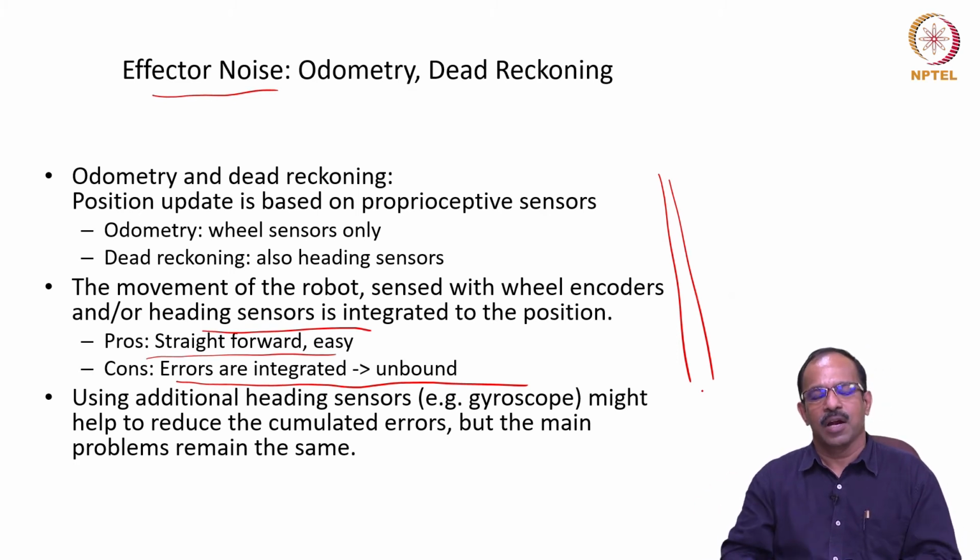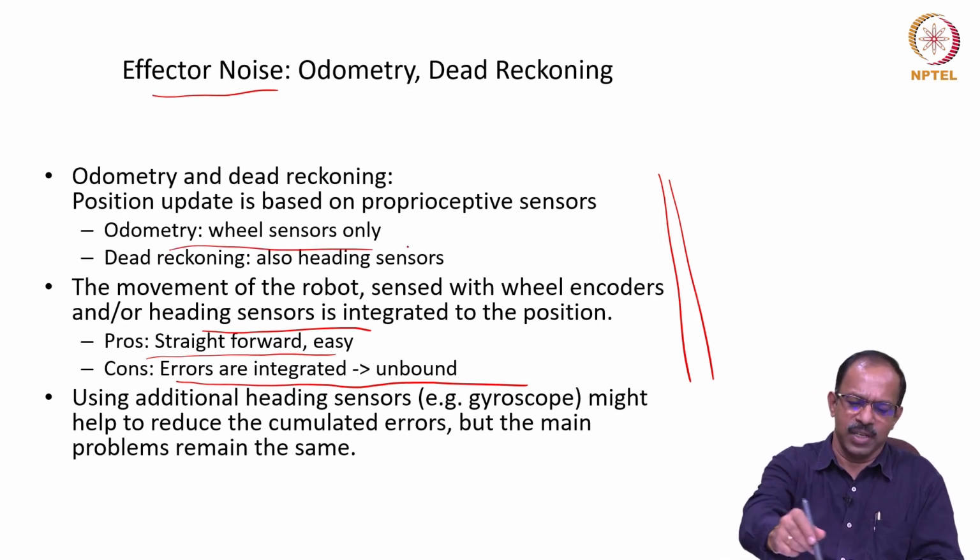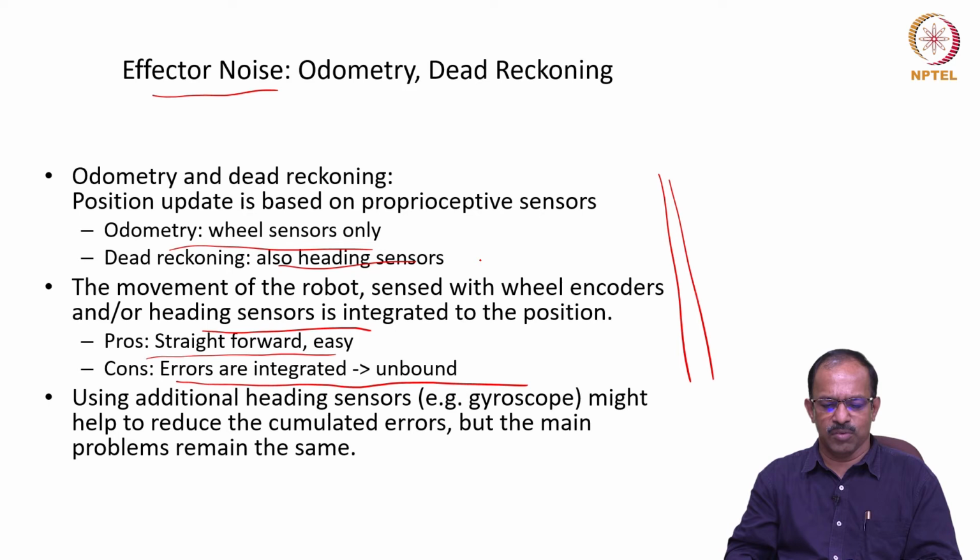Okay, but unfortunately, we don't have too many solutions for this. We need to live with these kinds of issues, and therefore we need to have some methods to reduce the error as the robot moves in an environment. As I mentioned, if you are using only odometry along with dead reckoning with the heading sensors, that may not be really sufficient because it keeps on adding errors.